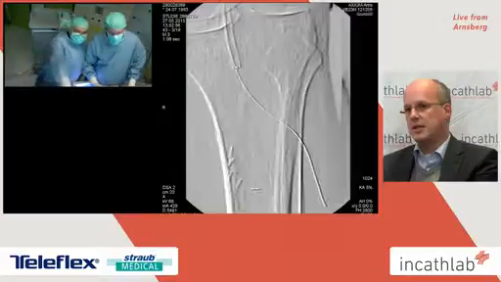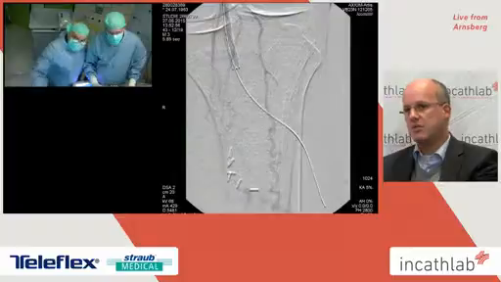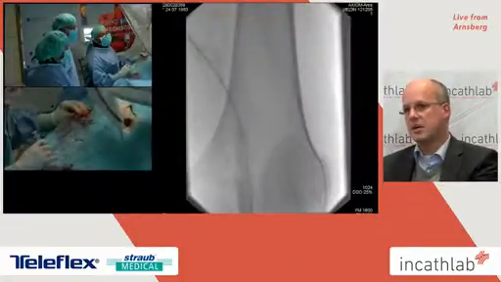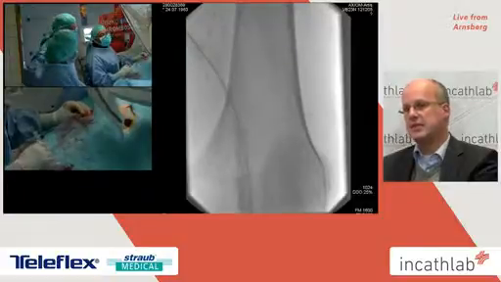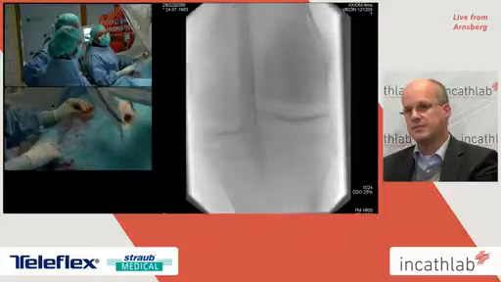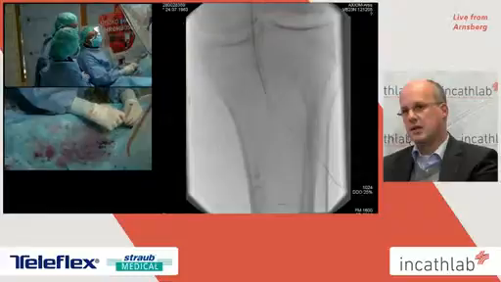Otherwise, the therapeutic options in this treated popliteal artery would not be that efficient. That's why we implanted a stent distally to the distal anastomosis. So we now found access to the tibial artery there.